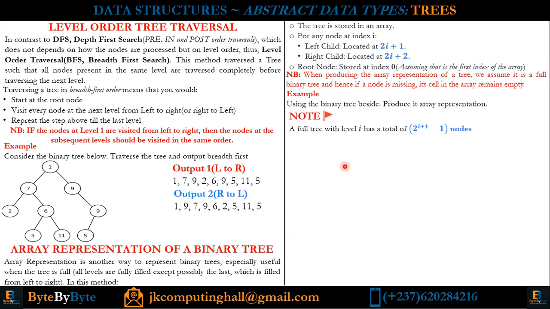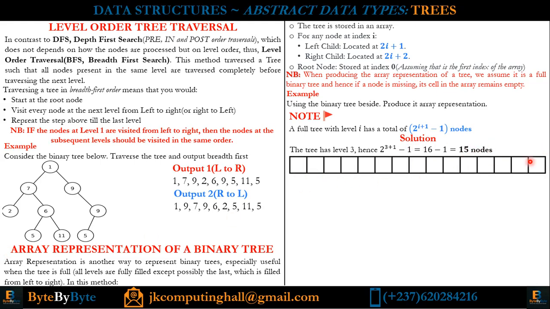Note, a full tree with level I has a total of 2 to the power I plus 1, minus 1 nodes. So if, for example, my greatest level is level 2, it means that I have a total of 2 to the power 3, which is 8, minus 1, so 7 nodes. Now, solution. This tree has how many levels? Level 0, level 1, level 2, level 3, meaning that I have 15 nodes. So this is my array with 15 cells.